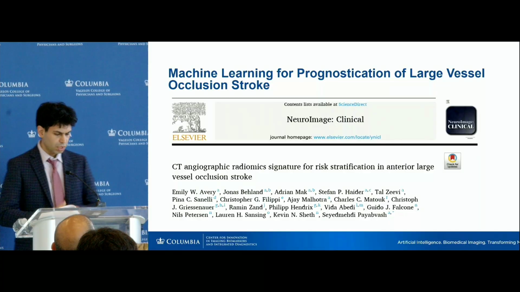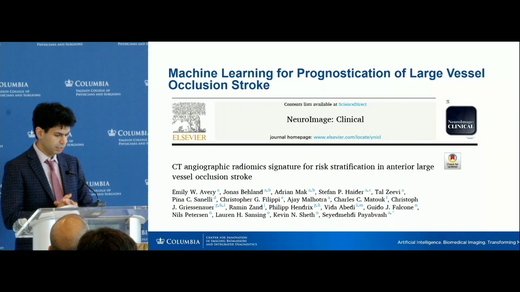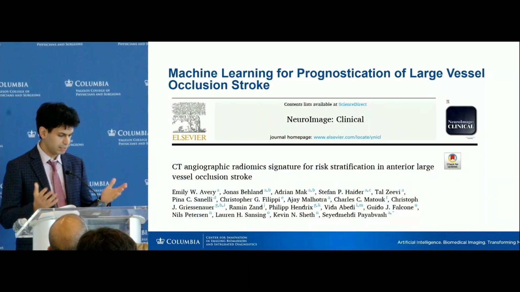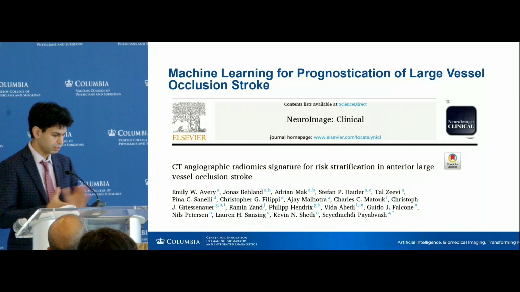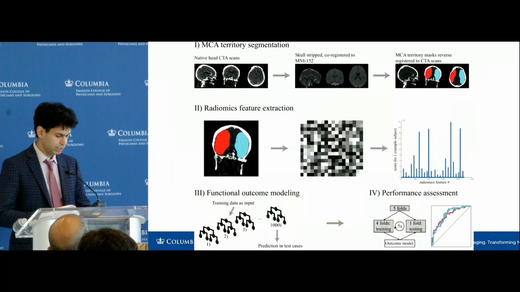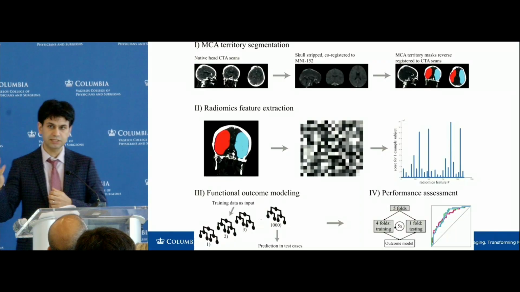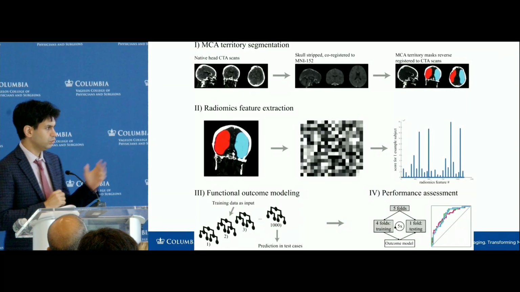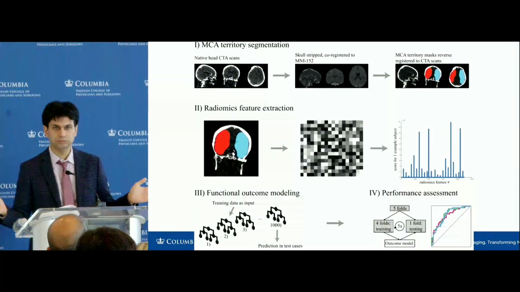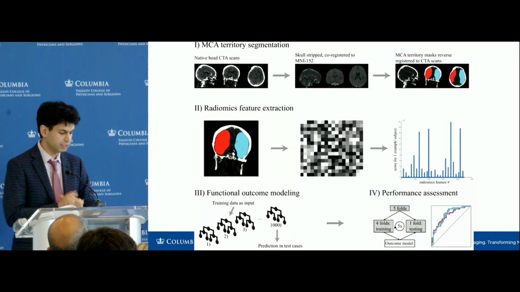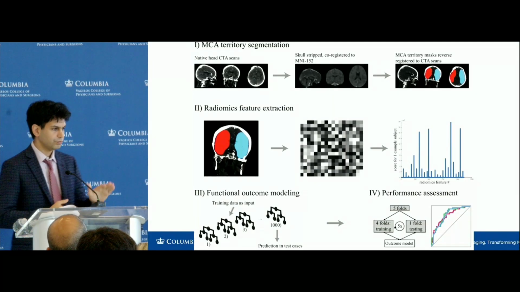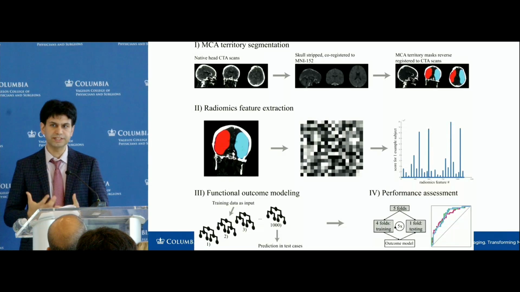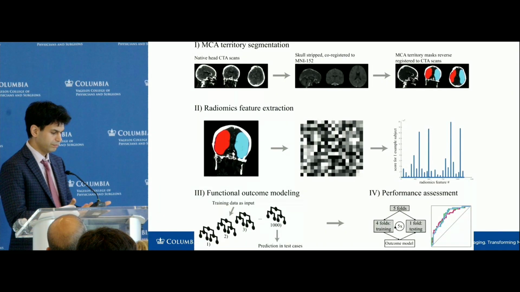So some of the projects that we have done in my research, as I mentioned, was prognostication in large vessel occlusion stroke. What we did was trying to get the CT angiogram of the patients, extract imaging information that we call radiomics from them, and try to use them to predict outcome a week and 3 months after stroke. Now, remember, as we talk about harnessing information from images, this goes to really the core of this project.